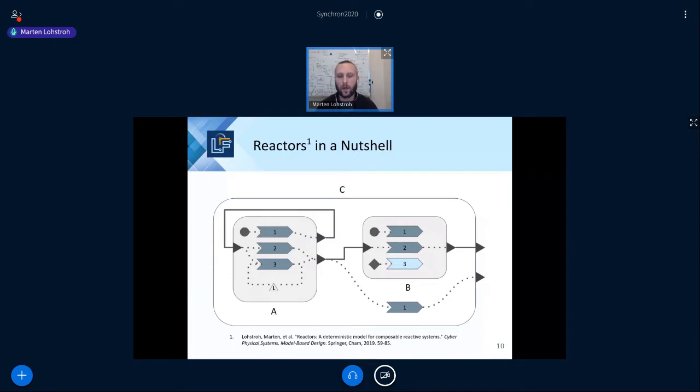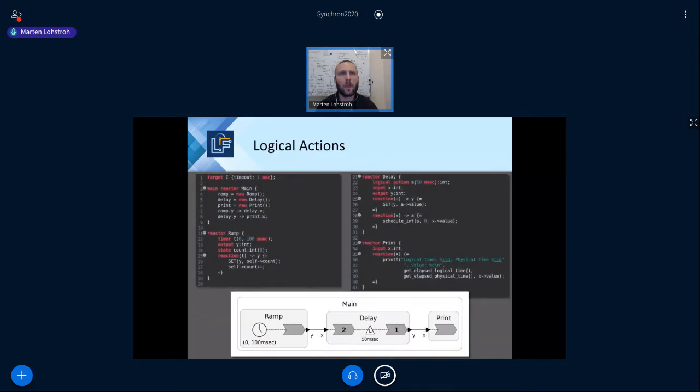And finally, if a timeout was specified or a shutdown was requested in one of the reactions, the last reaction of B is triggered. So now let's look at some Lingua Franca code.